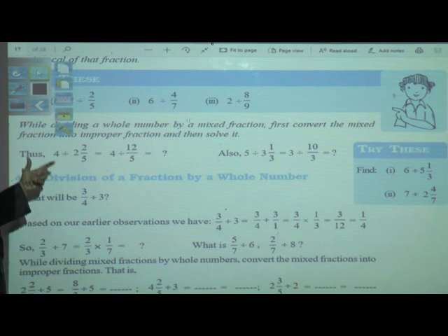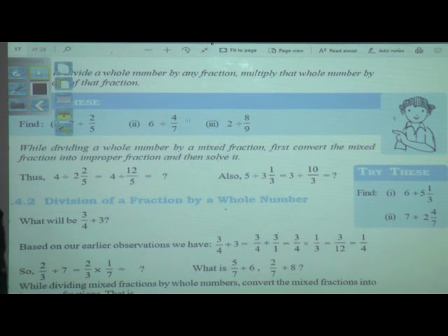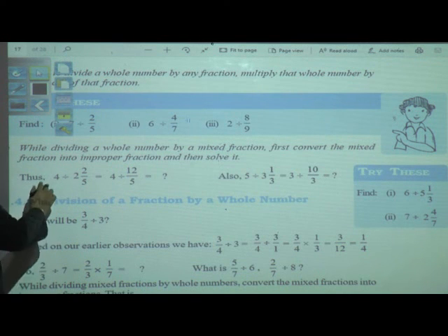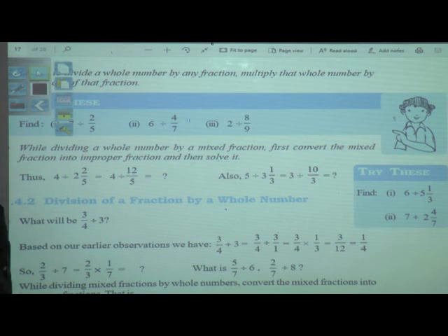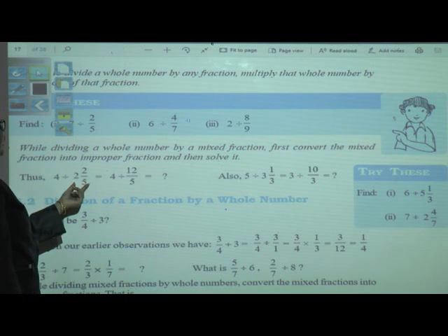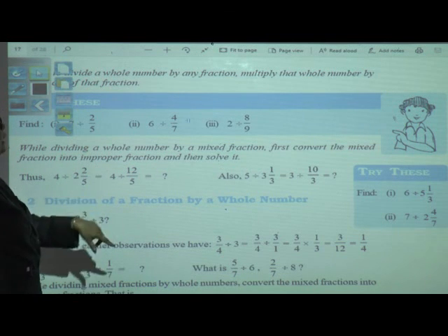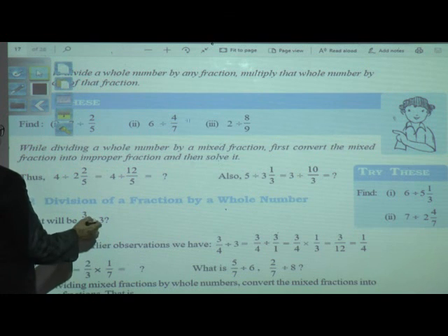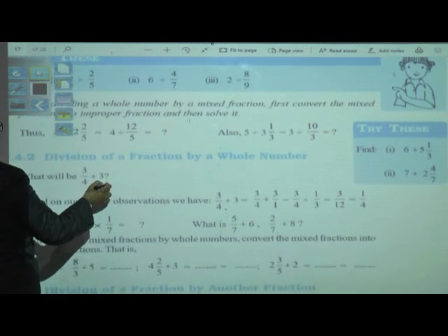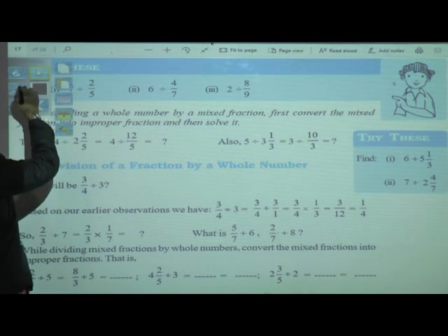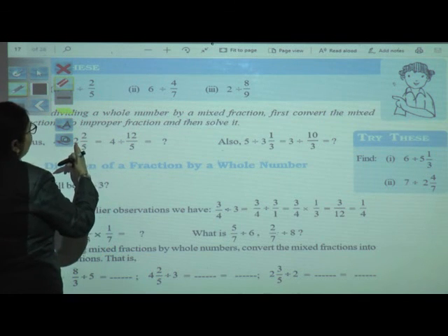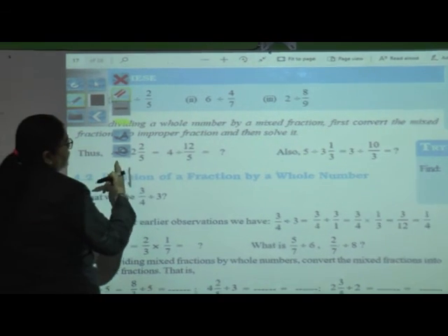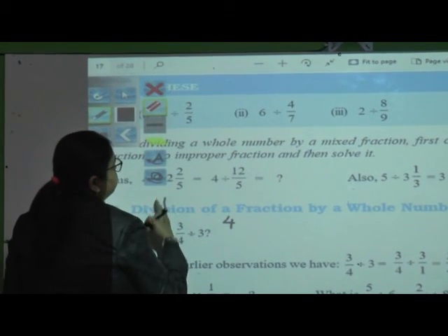We will see one of the sums here. While dividing a whole number by a mixed fraction, this is my whole number, 4 divided by a mixed fraction. First convert the mixed fraction into an improper fraction and then solve it. We will see step by step how to do this. We are having a number as 4 divided by 2 upon 5.